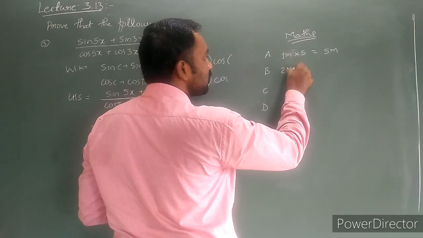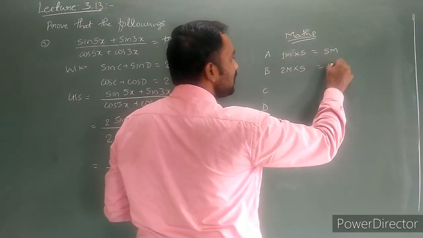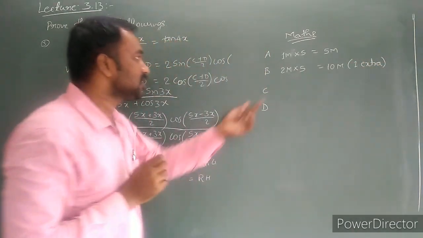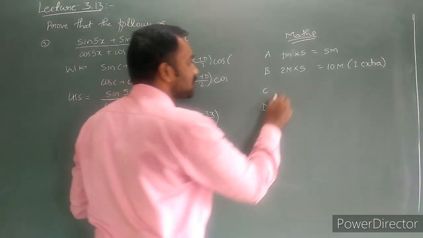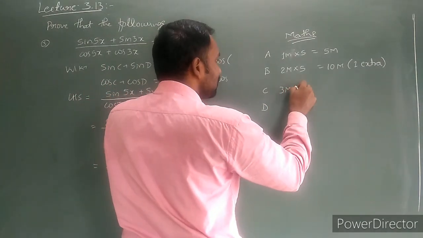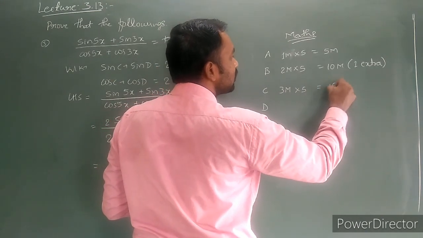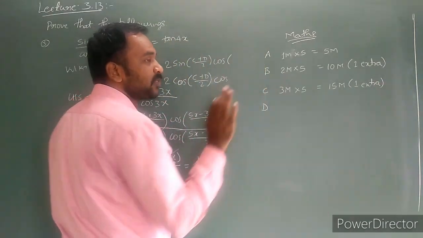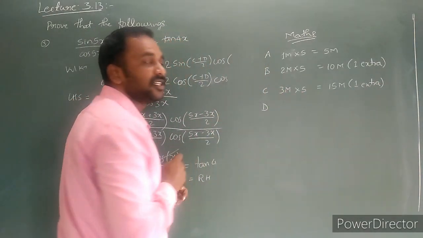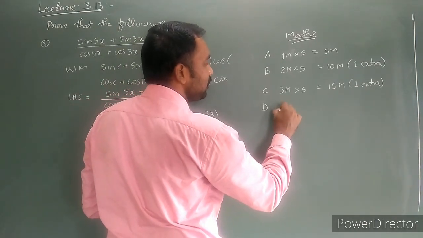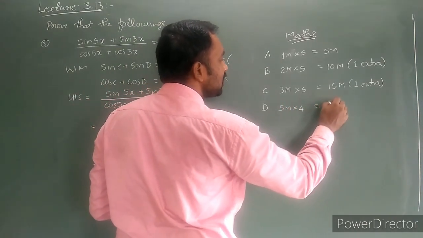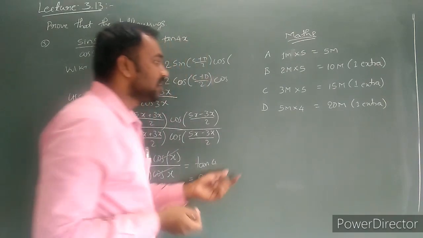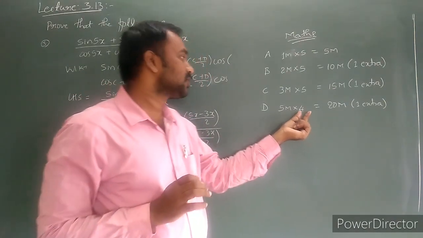Similarly, part B, 2 marks questions, you have to attempt 5 questions, totally 10 marks. Here, you will get 1 extra question. That means, out of the 6 questions, you have to attempt 5 questions. Next, part C, 3 marks questions, you have to attempt 5 questions, so total 15 marks, and here also 1 is an extra question. That means out of 6 questions, you have to attend 5. In part D, 5 marks questions, you have to attend 4 questions. That means 20 marks. Here also 1 question is extra. That means out of 5 questions, you have to attend 4 questions.